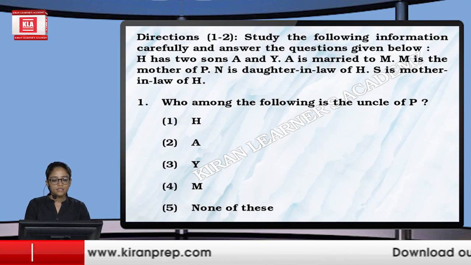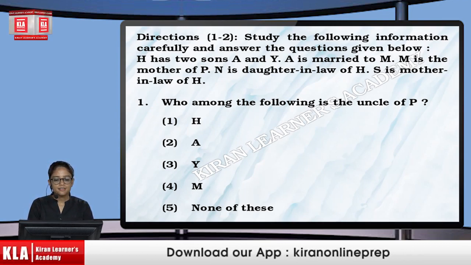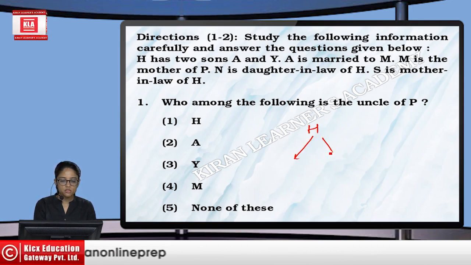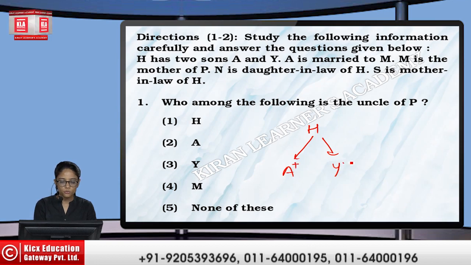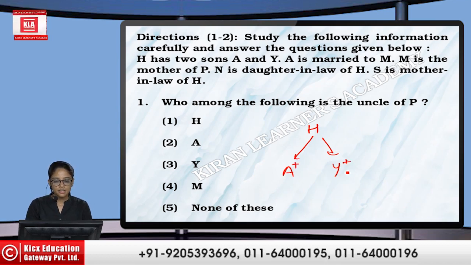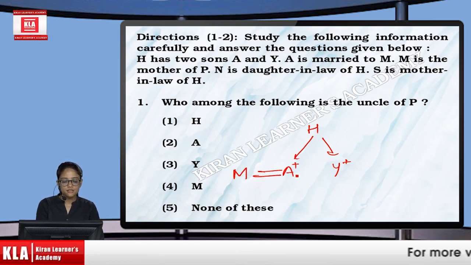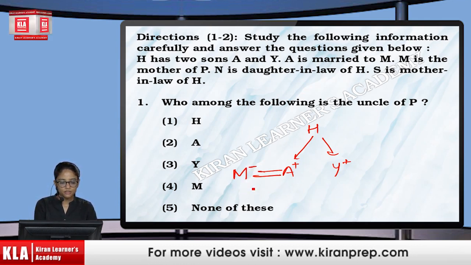First question: study the following information carefully and answer the question given below. H has two sons, A and Y. Son has to be the downward generation. H has two sons, A and Y. That means they are sons, so we are going to mark plus. Then A is married to M. Married, we use double lines. So if A is a male, then M will be a female. And M is the mother of P.